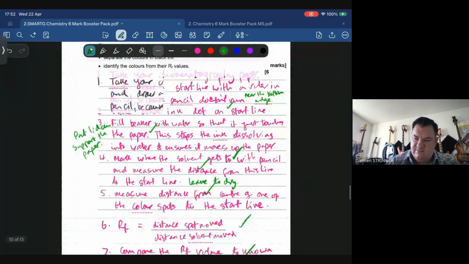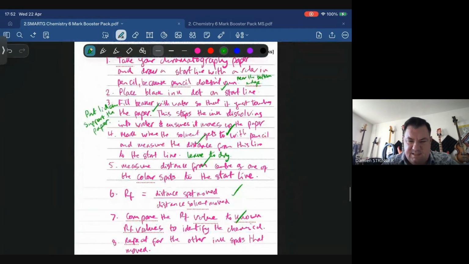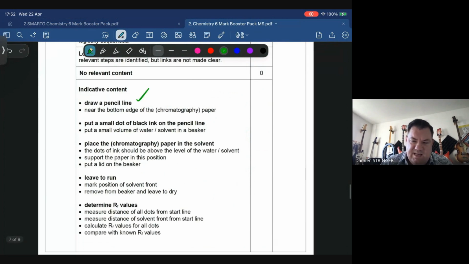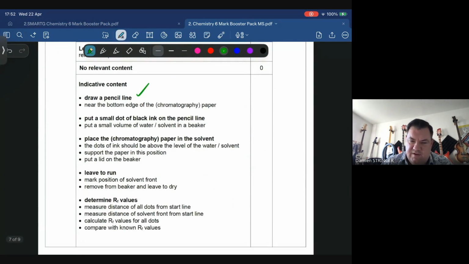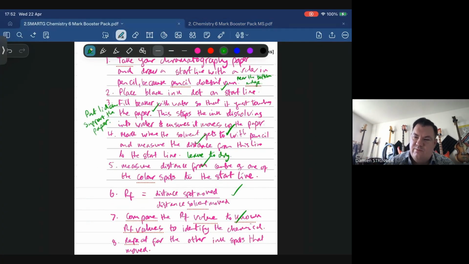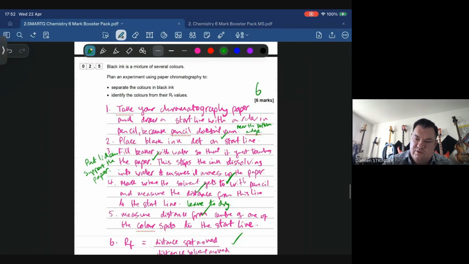So what we're saying is, is that 5? Is that 6? Couple of bits missing, but it's indicative content. It doesn't say all of it has to be there. It says, would it lead to a valid outcome? Well, it would. So I can't see why that wouldn't be a 6. But just to make sure, you probably would want to put those in.